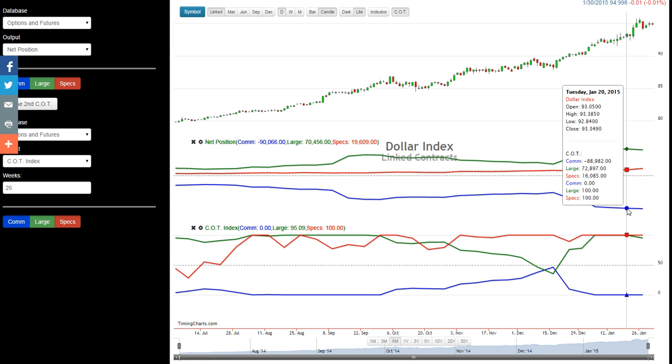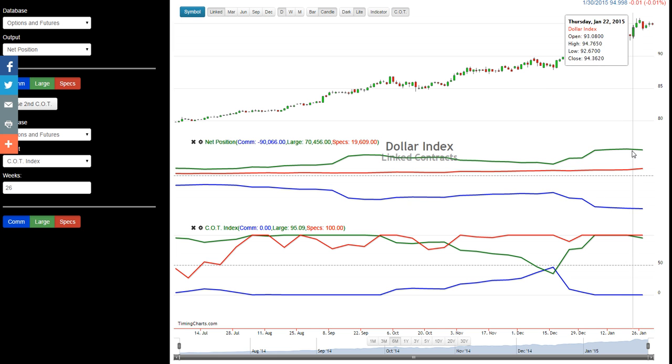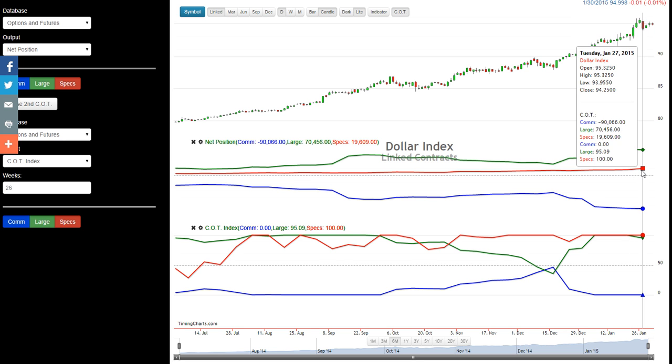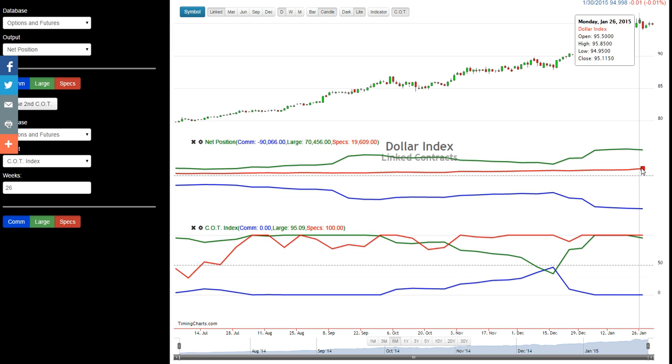Same thing here. You can see it reflecting on the net positions. Dollar, large speculators kind of unwinding, and retail starting to even go long here. The dollar, they're always late. They're always late to the move.